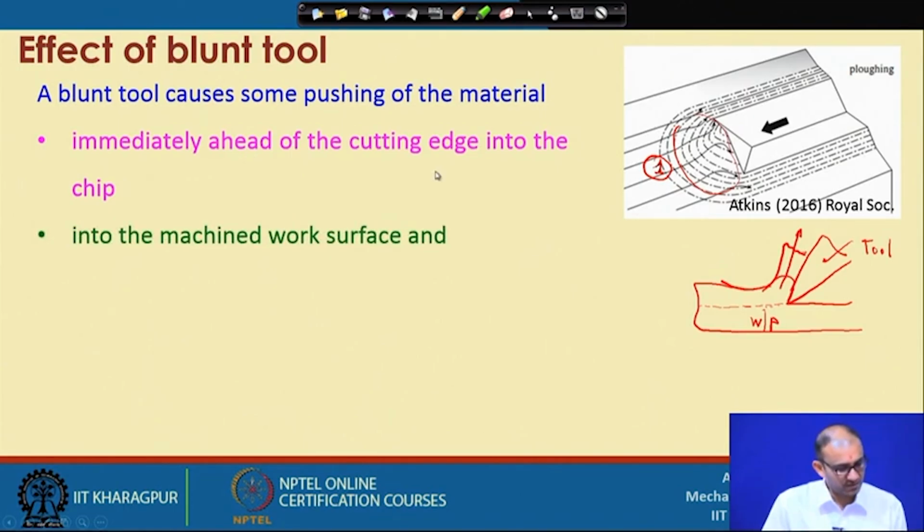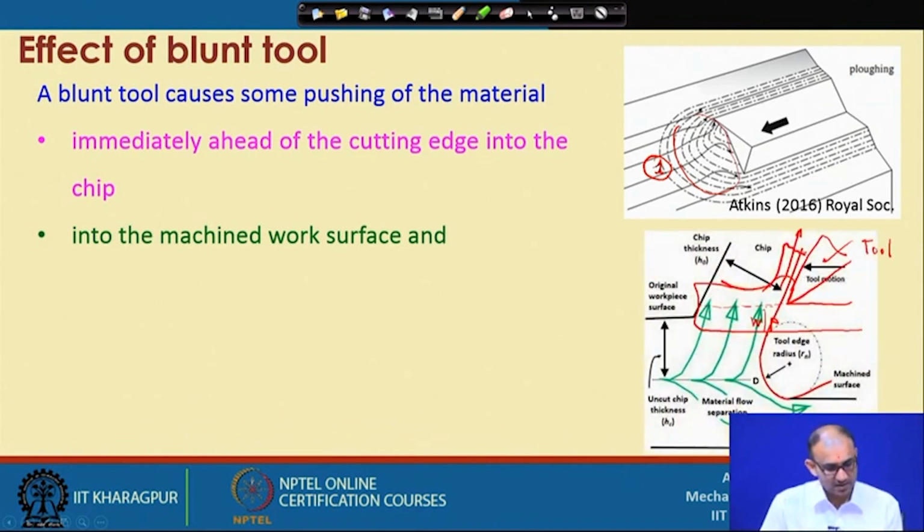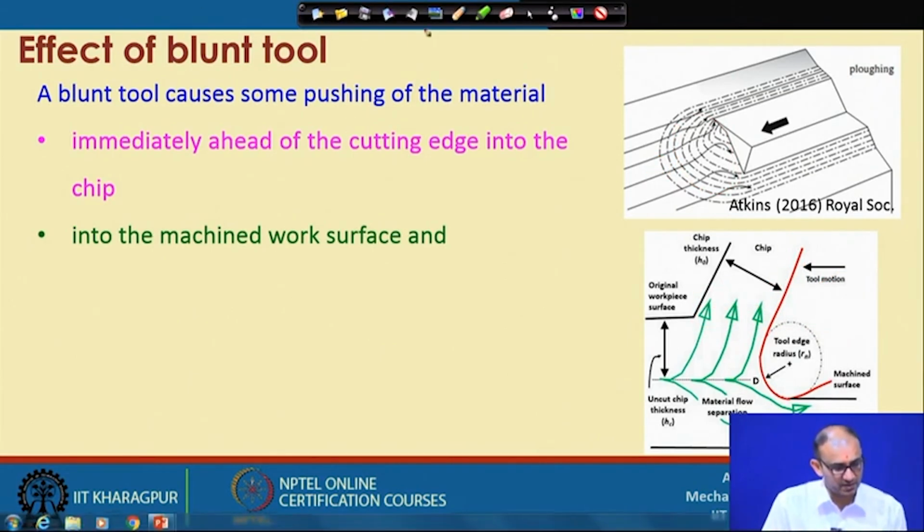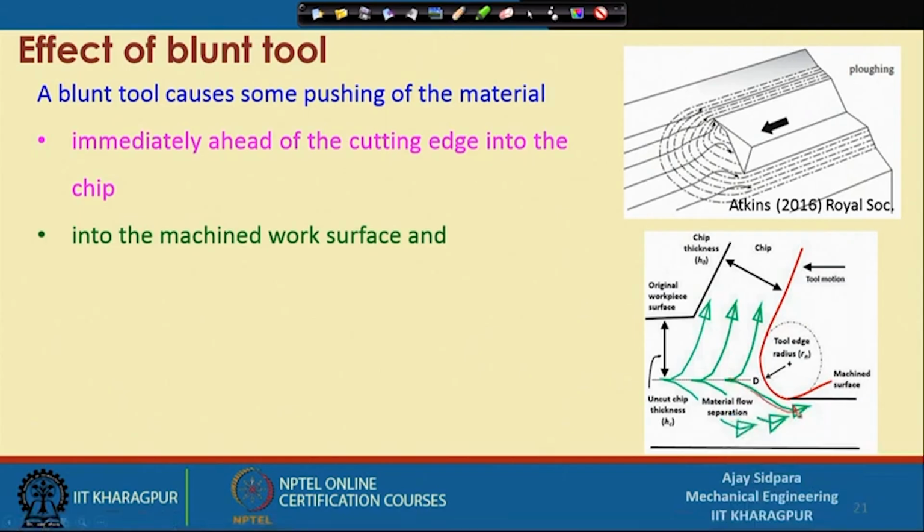So, what happens because of that? First, some of the material will go ahead into the chip. Second is into the machine surface. Now, this is also the machine surface location. In the last class we have also seen that some of the materials will move ahead into this particular location, because of the location of this point D and because of this blunt tool. So, whatever is HC, some of the portion of this HC will go as a chip and some of them will again become a part of the machine surface.